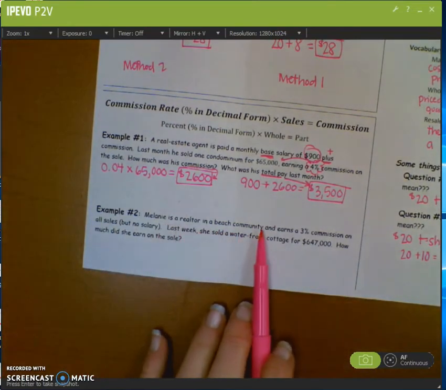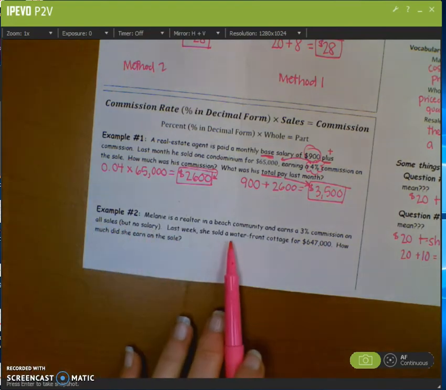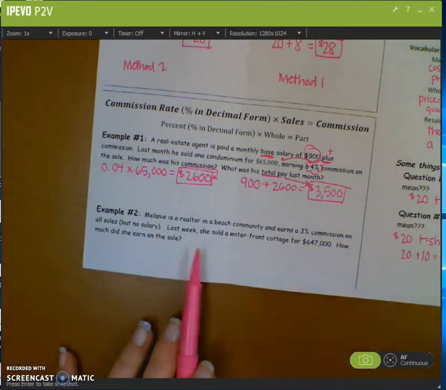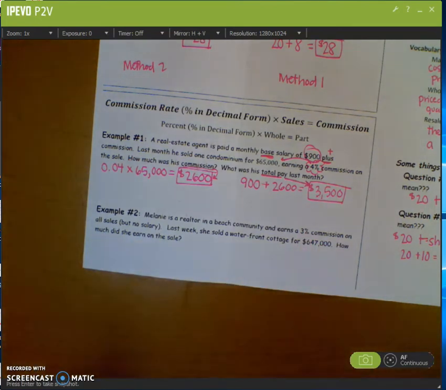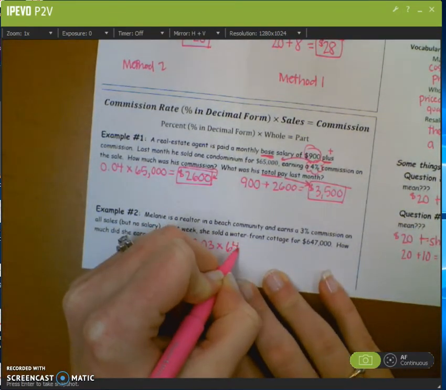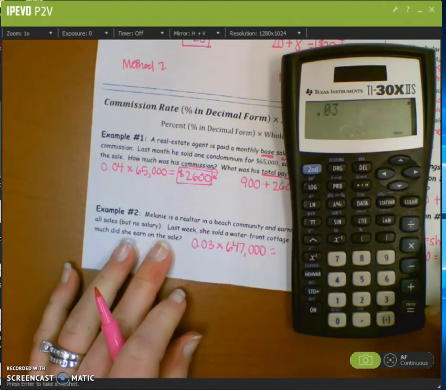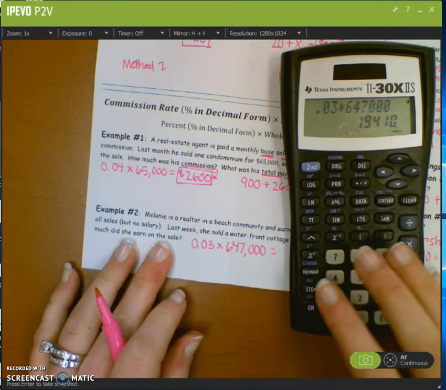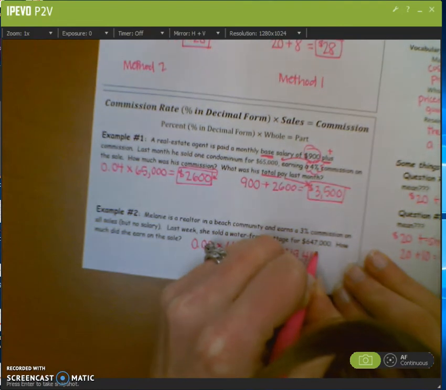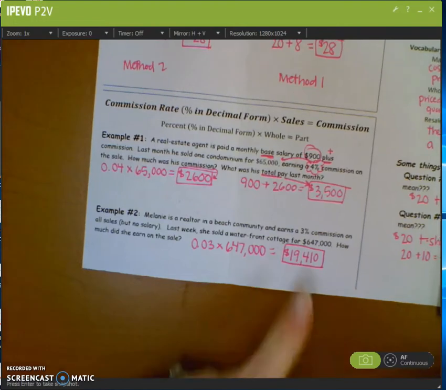Melanie is a realtor in a beach community and earns 3% commission on all sales, but no salary, no base pay. Last week she sold a waterfront cottage for $647,000. How much did she earn on the sale? Well, she earned 3% of this amount. Of means to multiply, so I'm going to put 3% of $647,000. I'm going to use my calculator to multiply, and I get $19,410. I add a label, make sure I don't need to round to the nearest cent, and I'm good to go.